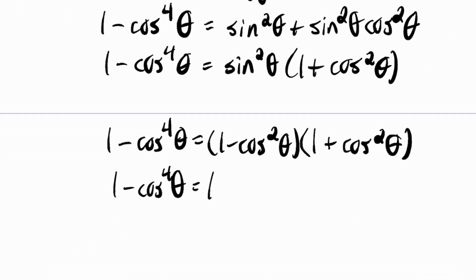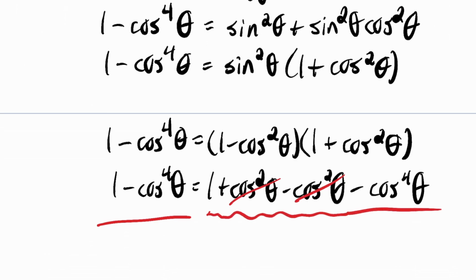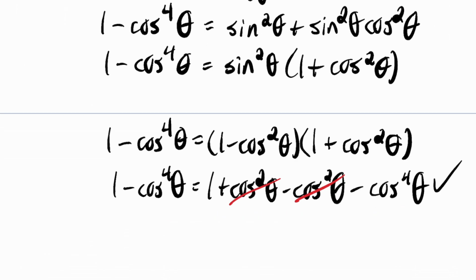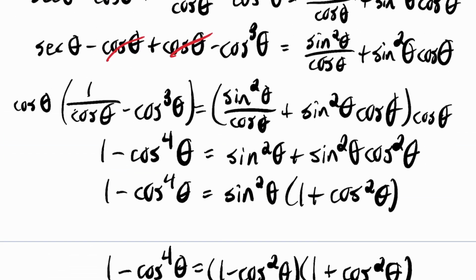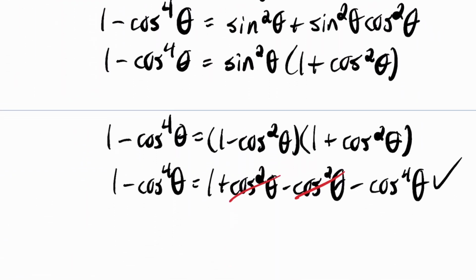So 1 times 1 is 1. 1 times cosine squared is cosine squared. Negative cosine squared times 1 is negative cosine squared. And then minus cosine squared times cosine squared is cosine to the fourth power of theta. And you might notice, hey, we get to cancel. And I get 1 minus cosine to the fourth of theta is equal to 1 minus cosine to the fourth of theta. So, sure enough, that worked out just fine. We got the result. Now, this is a lot of steps, so I'll cut the video here, and we will go look at maybe an easier way to do this one.